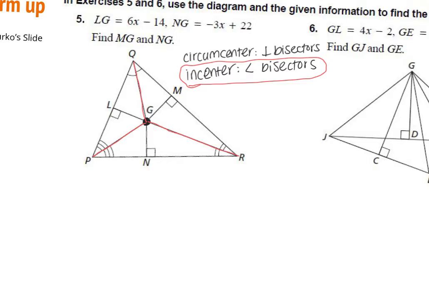And for an incenter, what you need to know is that each of these distances to each of the sides are equivalent. Okay? So GM equals GN equals GL by the incenter theorem. It tells us that LG or GL is 6x minus 14, and NG or GN is negative 3x plus 22. What do we do with those two values? What do we know about them?